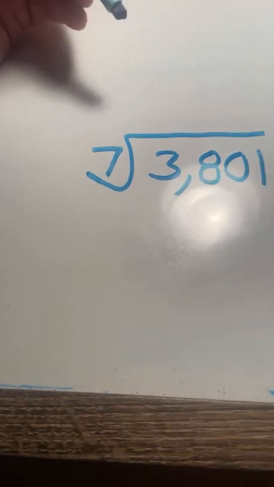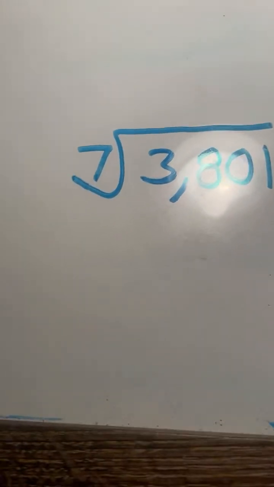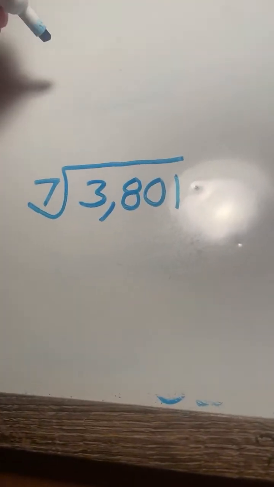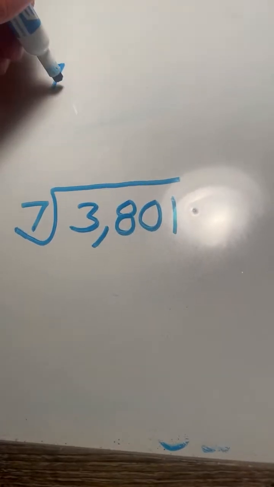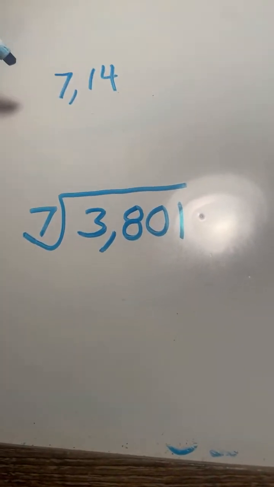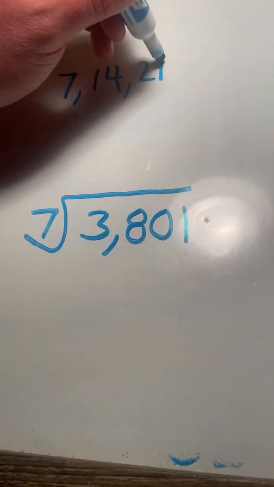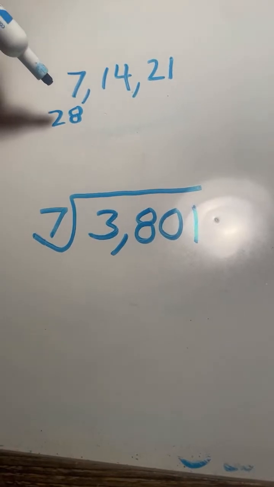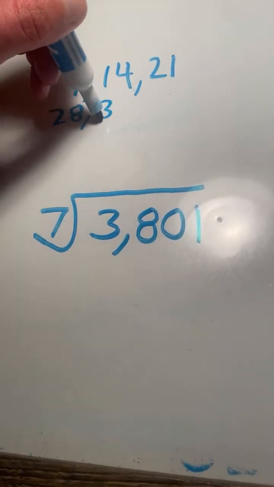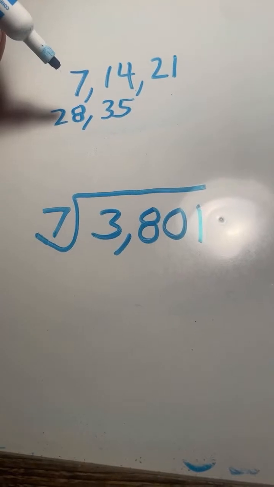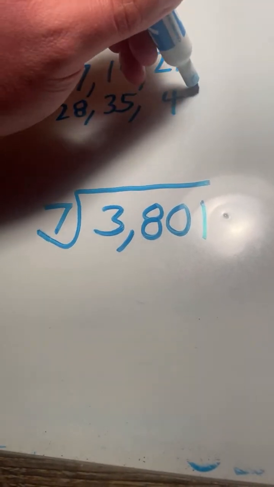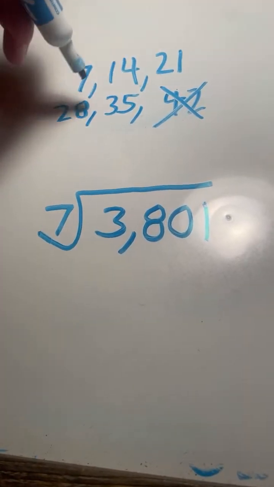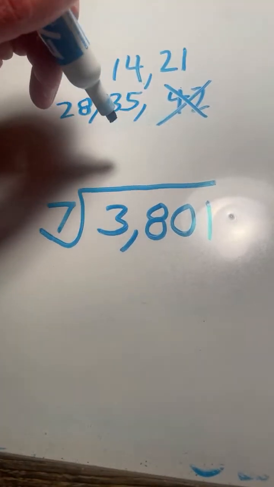38 is bigger than 7, so we have to figure out how many groups of 7 go into 38. So counting by 7, 7, that's one group. 14, we are at 2 groups of 7 so far. 21, that's 3 groups of 7. 28, that is 4 groups of 7. 35, that is 5 groups of 7. Now, if I count by 7 again, I'll be too far, right? 42 is past 38. That's too far. But I was able to get 1, 2, 3, 4, 5 groups of 7 within 38.